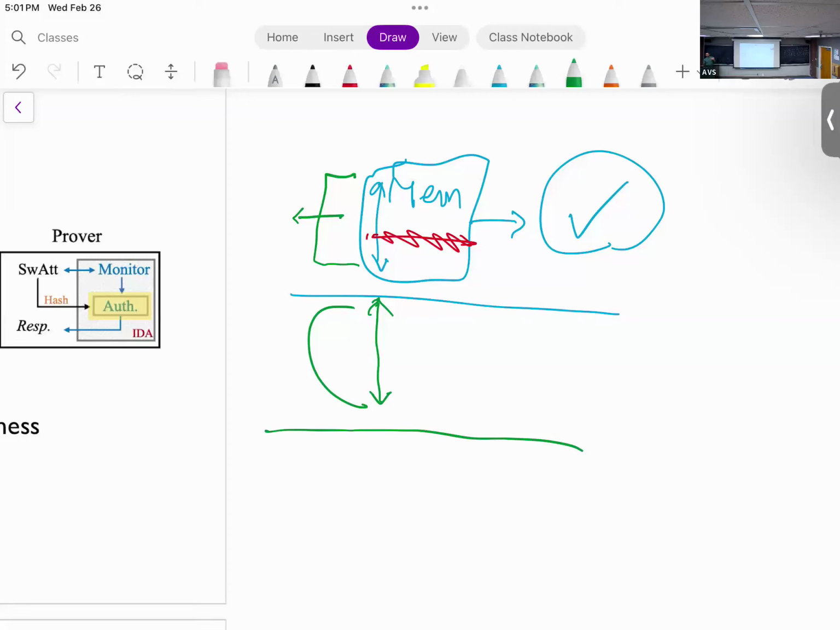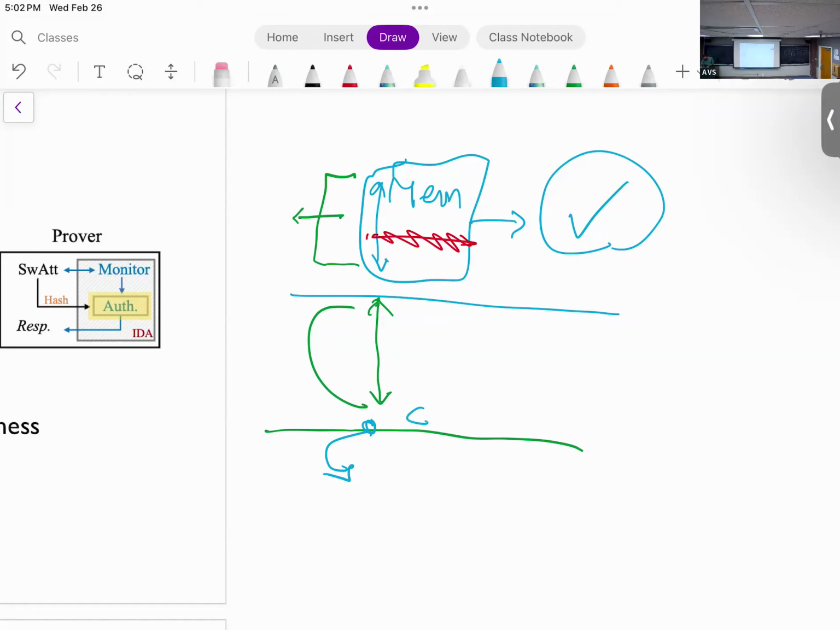So with this way of continuously monitoring the memory writes and doing the attestation once, all you need to do is, if a new request comes in and nothing has been written, you can just repeat the same hash that you had before. So this also saves you a lot of time.